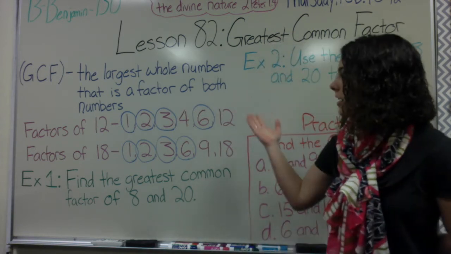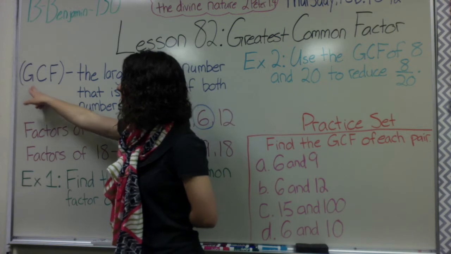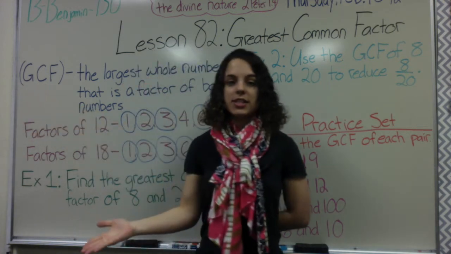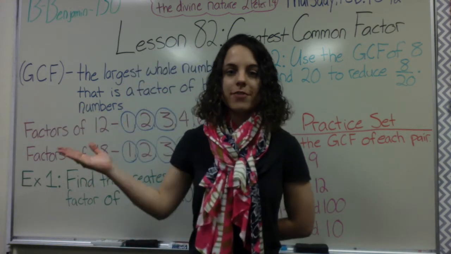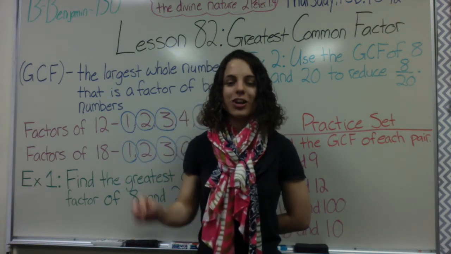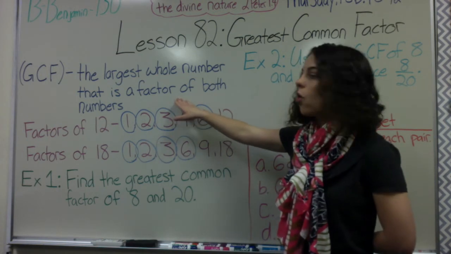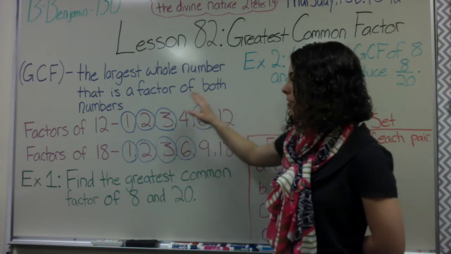Now, we can abbreviate the greatest common factor as GCF. So whenever I say the GCF, that's going to be the greatest common factor. You should write this definition down. The greatest common factor is the largest whole number that is a factor of both numbers.